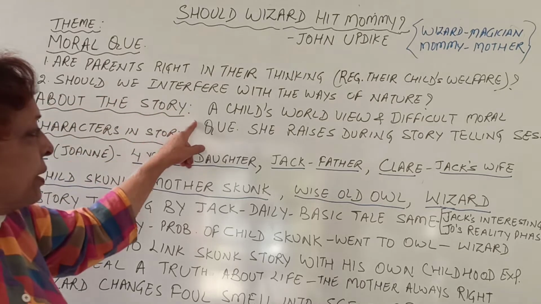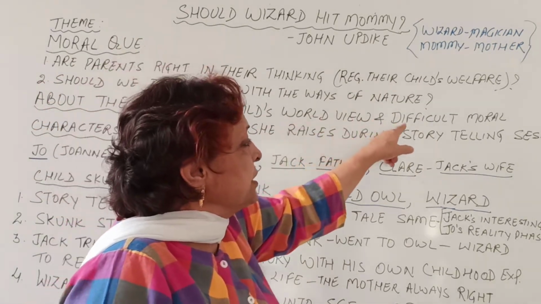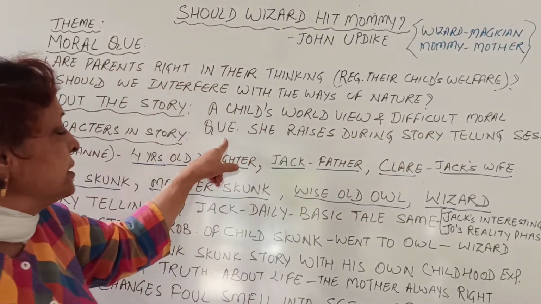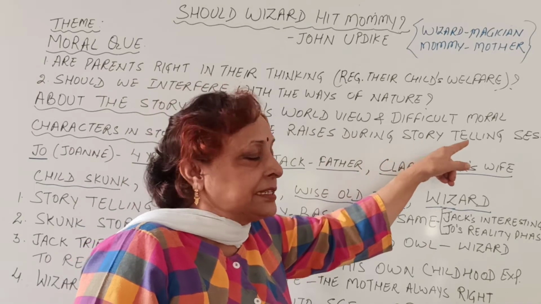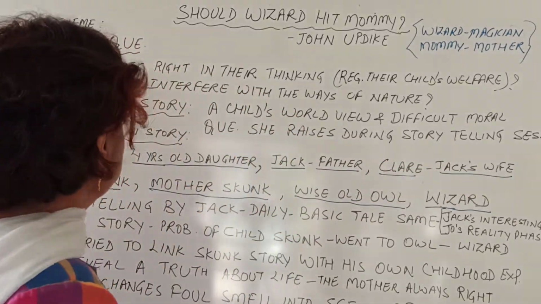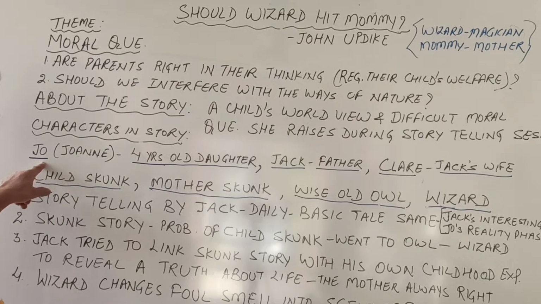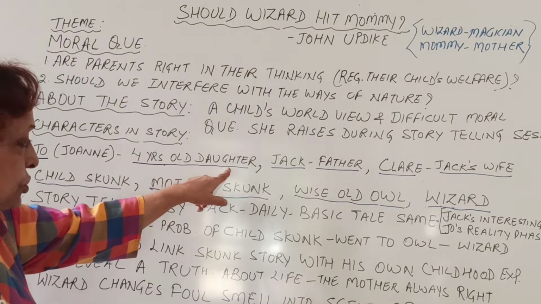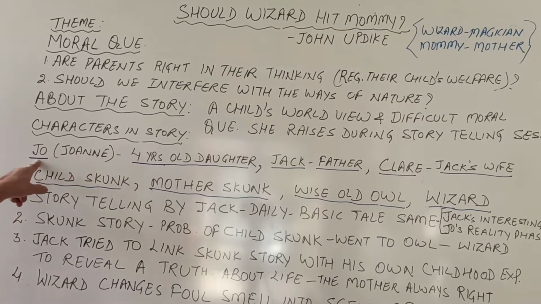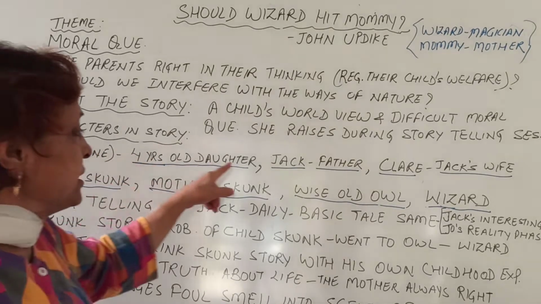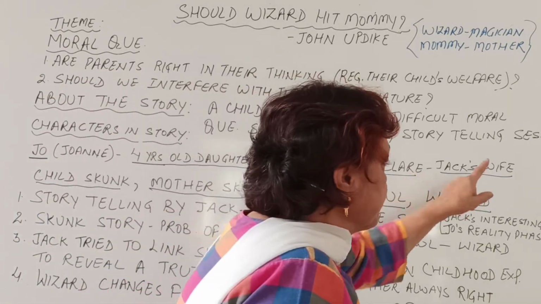The story is about a child's worldview and the difficult moral question that this child raises during the storytelling session with her father. Now the characters in the story are Jo. She is a 4-year-old child. She is the daughter and her name is Joanne, but she is called Jo in the story. Jack is the father and Claire is Jack's wife.